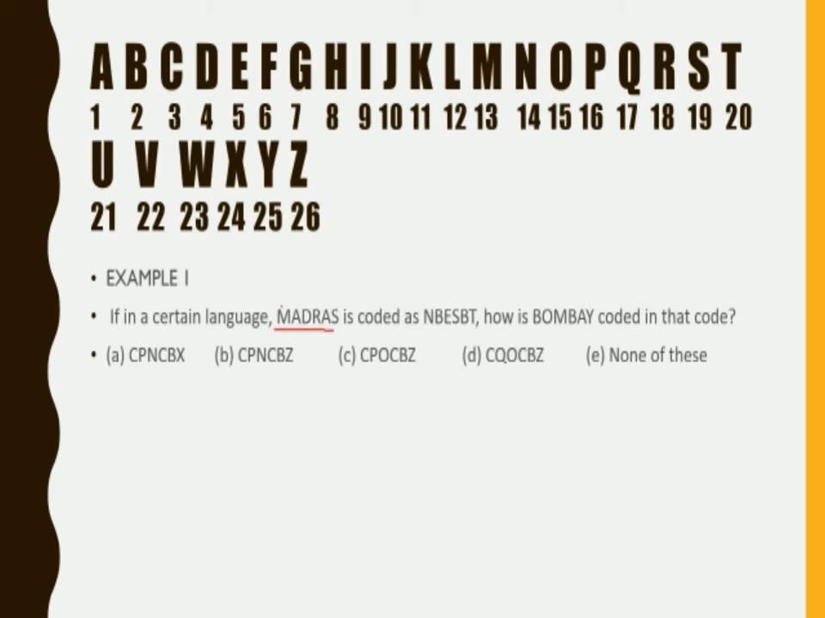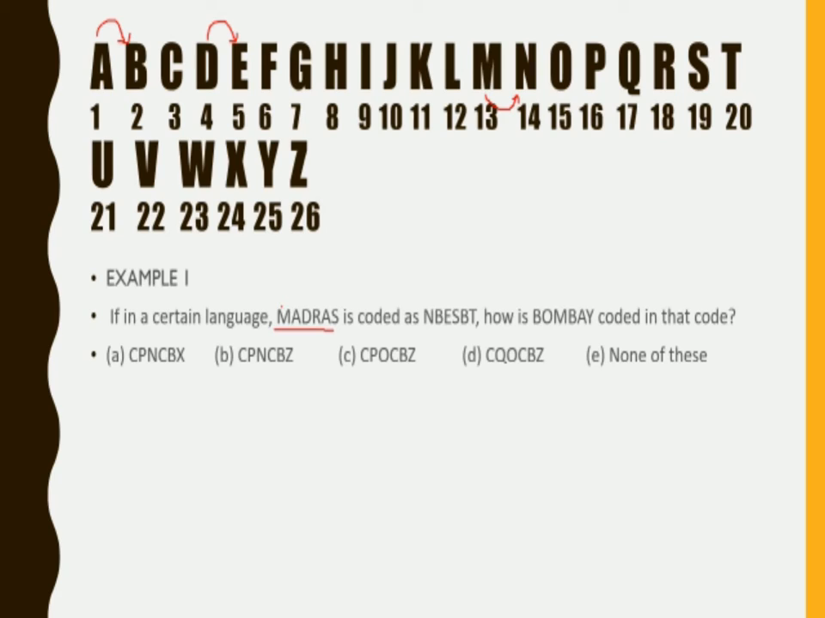M is coded as N. So look at this letter. M is coded as N. A is coded as B. And D is coded as E. Now you have found that all the corresponding letters are substituted with the next letter.